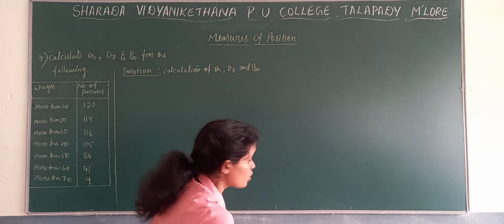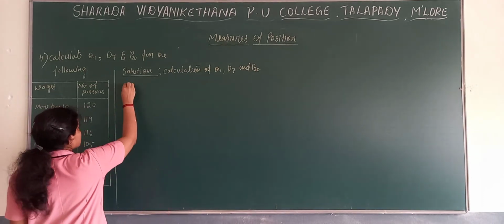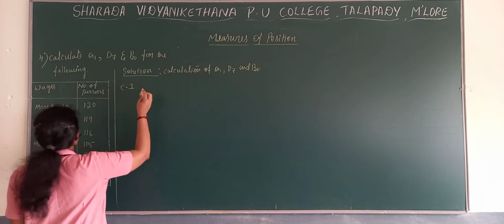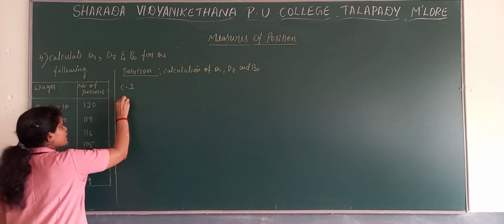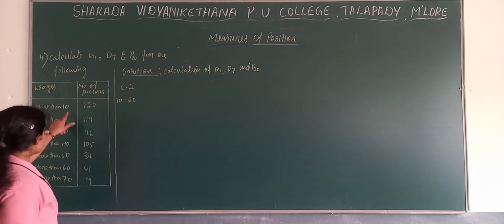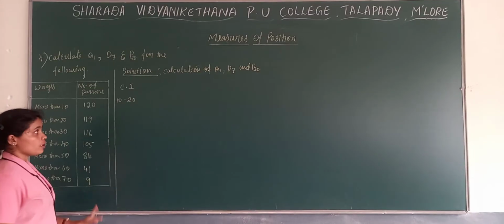Now, firstly we take the class intervals. More than 10 means 10 to 20. If we see, there is a gap of 10. So more than 10 means 10 to 20. If it is less than 10, it means 0 to 10. So here 10 to 20, 20 to 30, 30 to 40, 40 to 50, 50 to 60, 60 to 70 and 70 to 80 last.